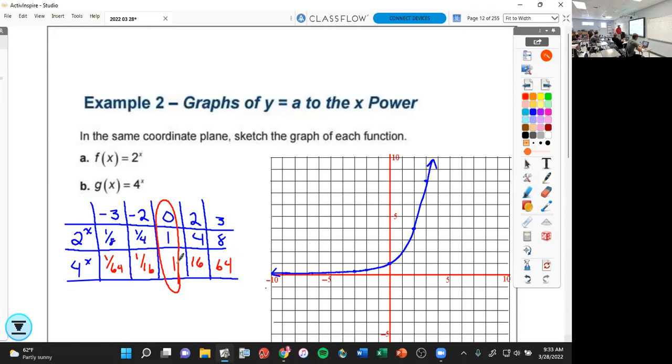Okay. So plotting these points, I'm going to go ahead and plot this point here. Let's go ahead and plot 4 to the first power. 4 to the first power would be 4. 4 to the second power would be off my graph. So this graph is below the blue one. Then it's above the blue one. Okay. So there they are graphed on the same one.